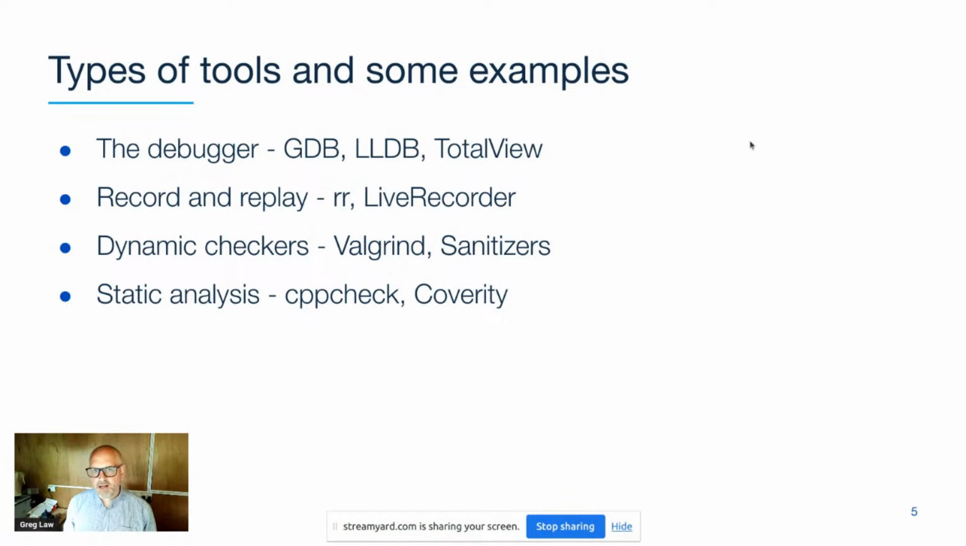But there are other things. There are record and replay type tools: a thing called RR, which stands for record and replay, runs on Linux, and Live Recorder, also on Linux. This is a talk about Linux and C++, but if you're running on other platforms, specifically Windows, there's a time travel debugger in WinDBG. But we're talking about Linux here. There are also dynamic checkers, Valgrind and sanitizers. Hopefully we'll show some of those today if we get time.